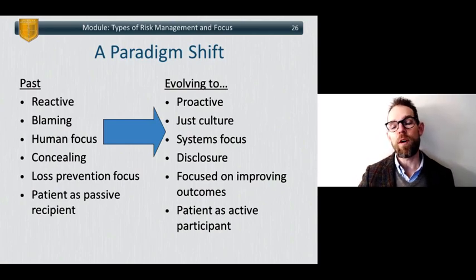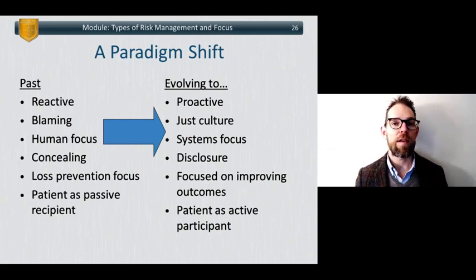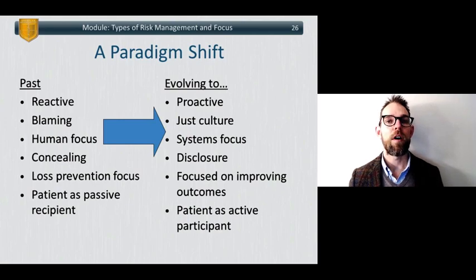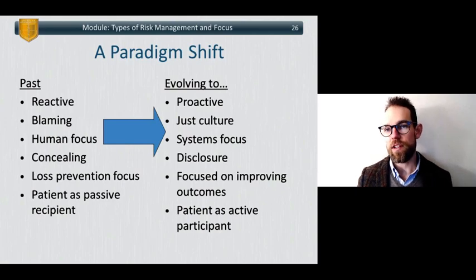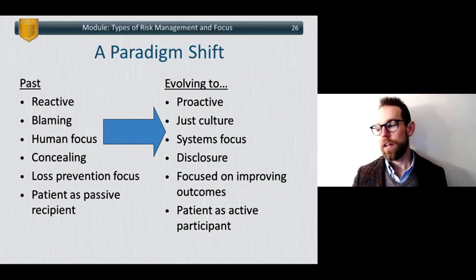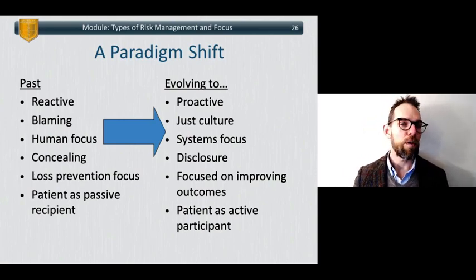Where we are evolving today is to a much more proactive evaluation of risk management, a just culture where we're all the same. Anyone can say stop, can stop the line if at all possible. It's systems focused. We don't focus on the individual, we focus on the entire system and what allowed this ill effect to occur. We always want people to disclose and not hide errors. We focus on improving outcomes and preventing these sorts of scenarios from occurring in the future. And the patient is an active participant. The patient needs to be involved in this process.